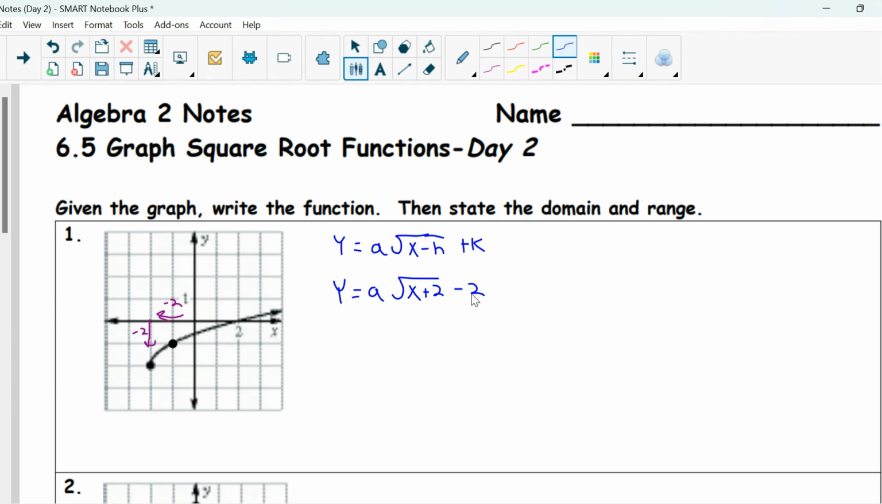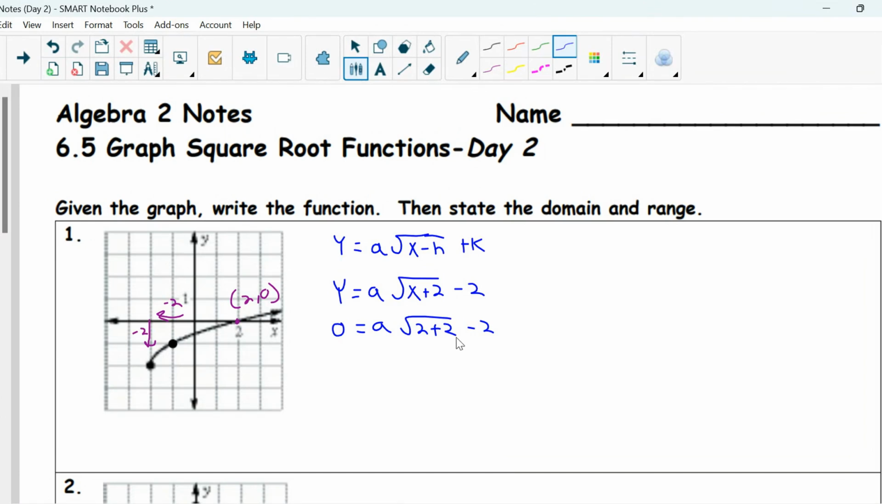All right. So the next thing that I need to look at is, do I have a particular a value? In order to calculate an a value, you need to take a point from within your function. One point that I see in my function is the point 2, 0. You can pick any point for this. I'm going to substitute 2, 0 into my form to see if I have a particular a value. So my y value is 0. So I've got 0 equals a times the square root of my x value, which is 2, plus 2, minus 2.